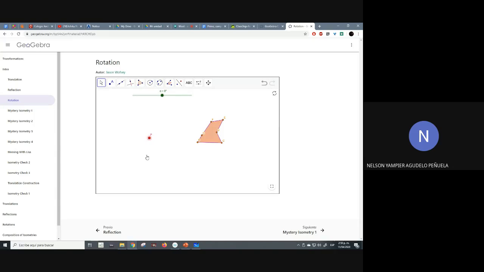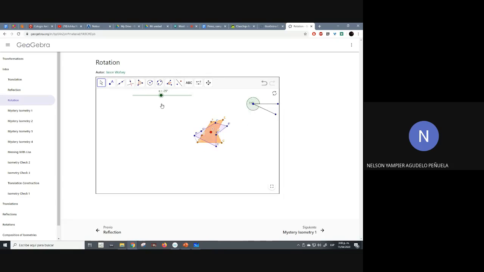Look what happens if I put the point, the center of rotation, in the point inside the figure. The same is going to happen. It's like putting a nail in the middle of the figure and start spinning it. The figure stays in the same place, but it rotates. Look. And that is it.